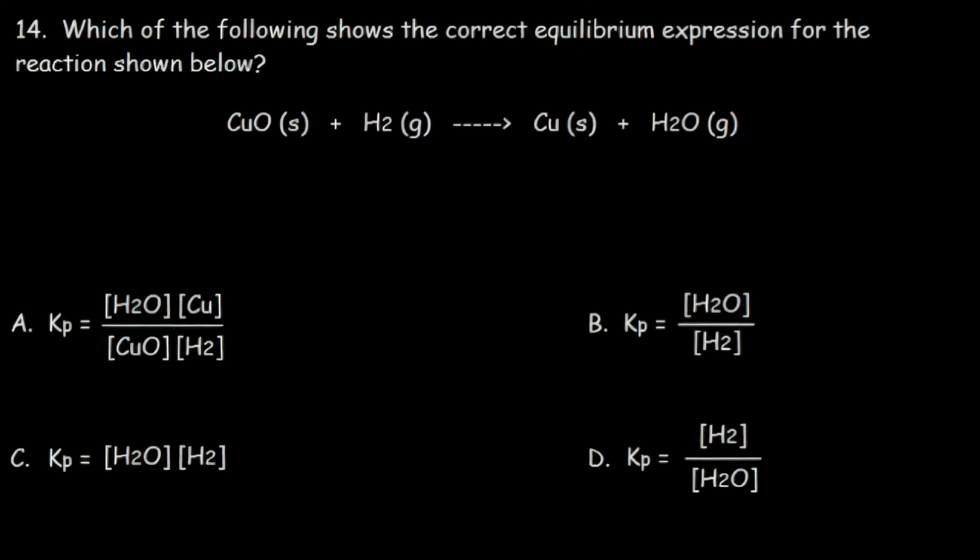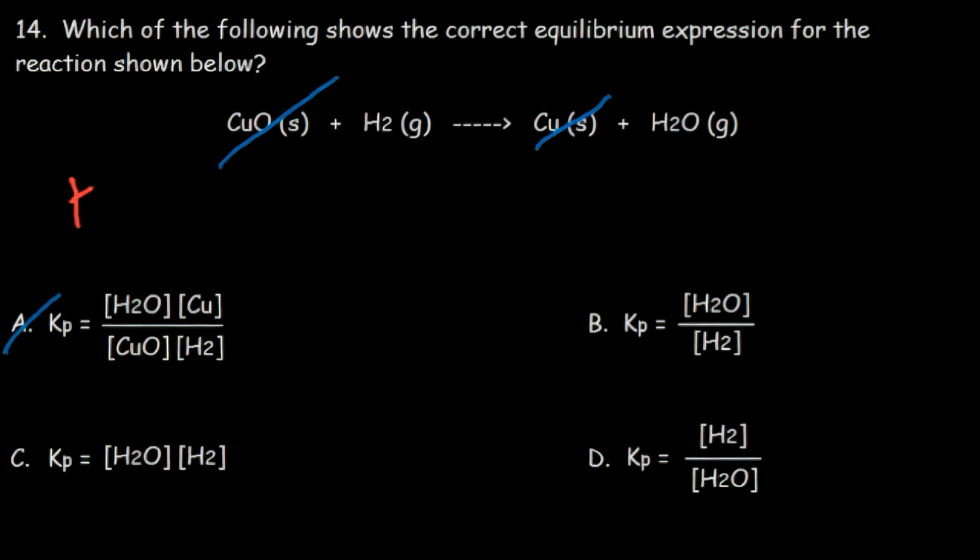So now 14. Which of the following shows the correct equilibrium expression for the reaction shown below? Now what you need to keep in mind is that any reactant or product in the liquid or solid phase should not be included in the expression for K. So we can eliminate copper oxide and copper because they're both in a solid phase. So A cannot be the right answer.